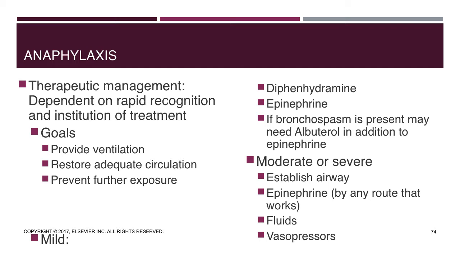If they have moderate or severe anaphylaxis, we need to establish an airway. Epinephrine by any route that works. So if we've got a tube down, we can put it down that way. If we don't have an IV in yet, we need to give fluids. So we're going to be giving boluses to get intravascular fluid volume up, and we may need to have vasopressors as well.